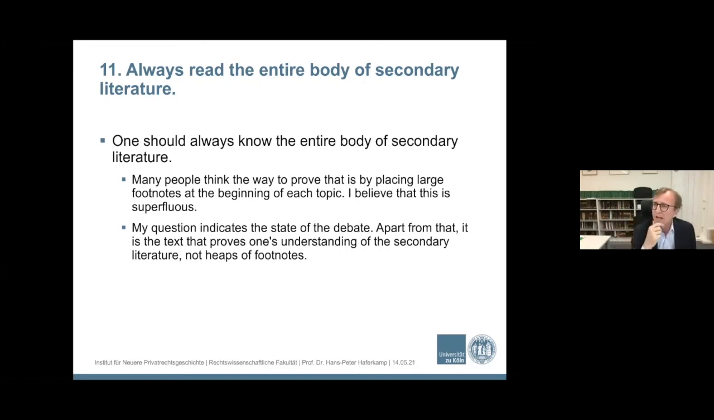Whom do you write a scientific book for? And my answer is, you write this book for the absolute specialist. The one who knows the best about this topic. This is your reader. And you must expect him to know the secondary literature as you do know it. And you will have this impression yourself.